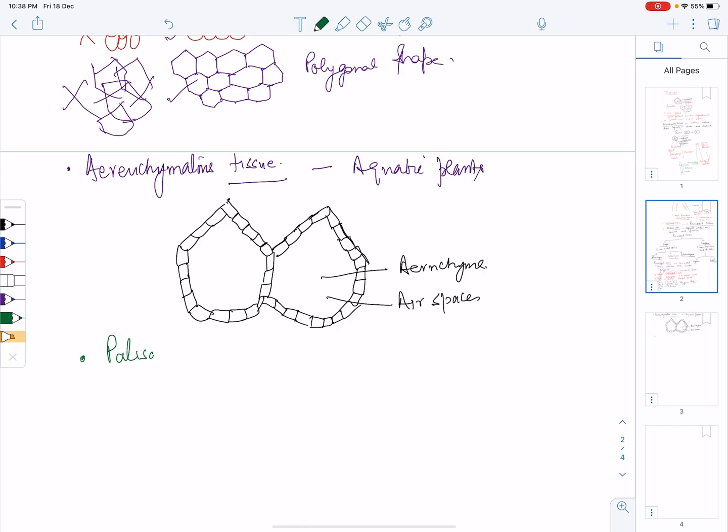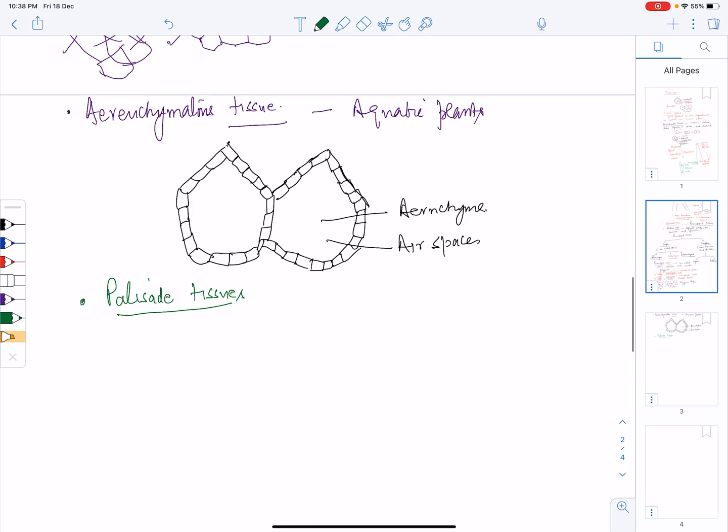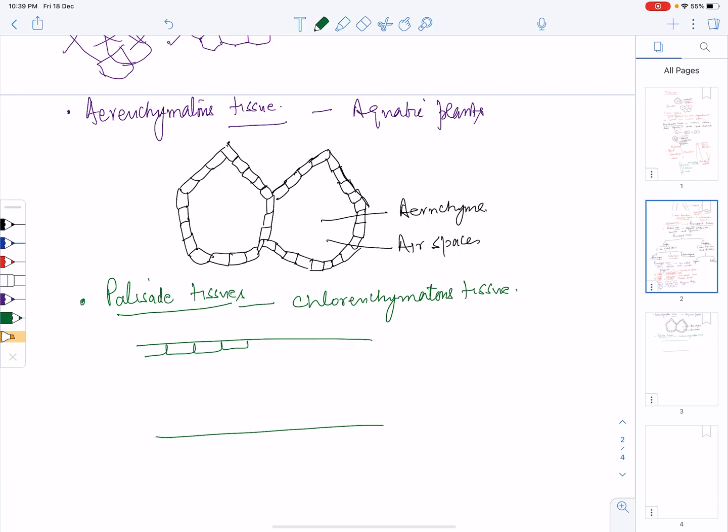Palisade tissue, present in leaves or wherever in the plant tissue is green. So palisade tissue, this will make parenchymatous tissue. Now if we see the structure of leaves, in the leaves, this is upper epidermis, this is lower epidermis.